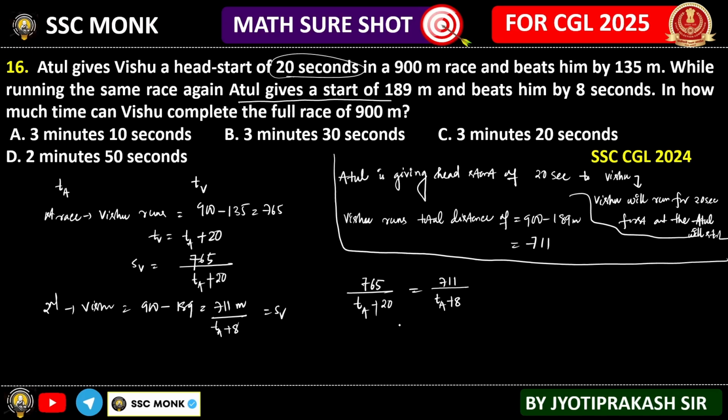Now, understand this carefully. See here, if I cross multiply, I will get 765 into TA plus 8. Here it will be 711 into TA plus 20. 711, 765 crossed out. So here it will be 54 TA is equal to 765 into 8, minus 711 into 12. 711 into 12 is equal to 14220 minus 765 into 8. 8 5s are 40, 8 6s are 48 plus 4 is 52, 8 7s are 56 plus 5 is 61. That can be written as 8100.